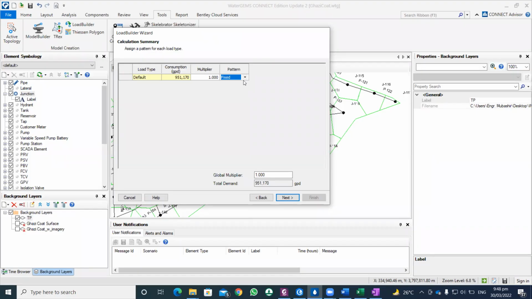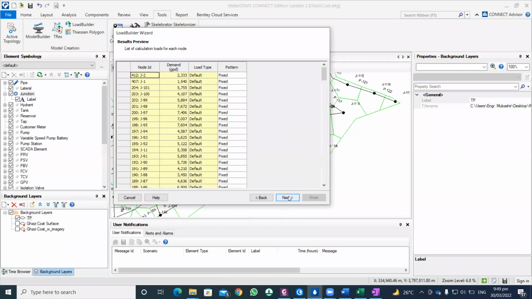The assumed pattern, basically in Pakistan, no one has done research in order to calculate the patterns for a specific area. Basically, the patterns vary from area to area, and also from city to city and from district to district. So it also varies from country to country. So in Pakistan, those patterns are basically not calculated, not found. So I will be assuming a pattern, and that pattern will be assigned to each node.